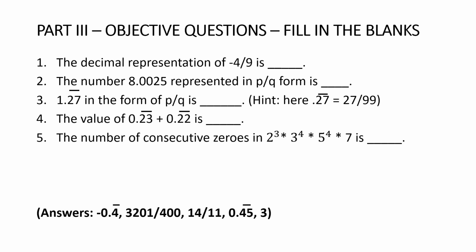The number of consecutive zeros in 2 raised to 3 into 3 raised to 4 into 5 raised to 4 into 7 would be how much? Now remember, when you can have zeros, here you are having the prime factors 2 and 5. So when 2 and 5 are multiplied, only in those cases you will be having the last number as zeros. So 2 raised to 3 and 5 raised to 4. The minimum power is 3. So over here the number of consecutive zeros will be 3.